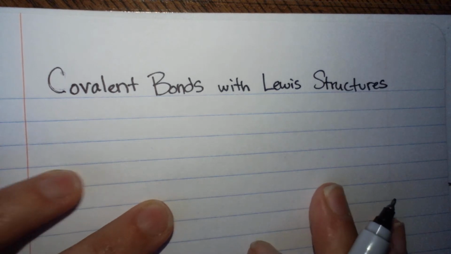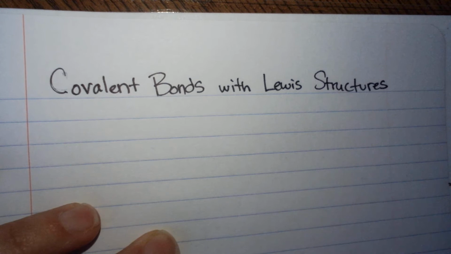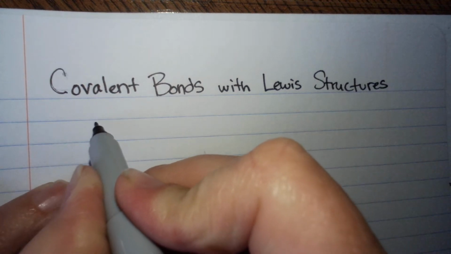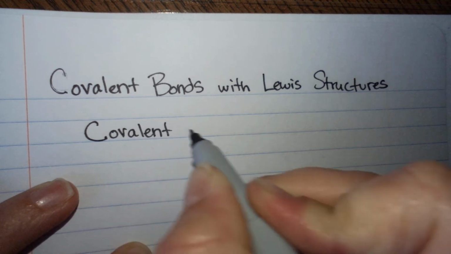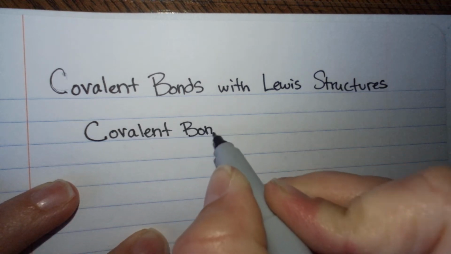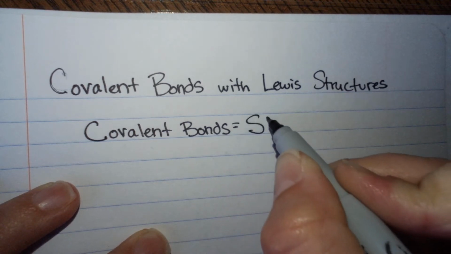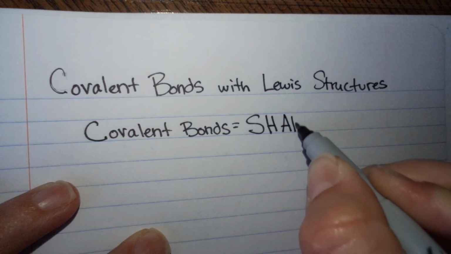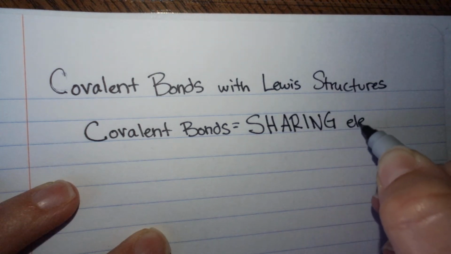Alright, so covalent bonds. There's covalent bonds, ionic bonds, and metallic bonds that you're going to have to differentiate by the end of the semester. So, covalent bonds are when electrons are shared. So covalent bonds are sharing electrons.